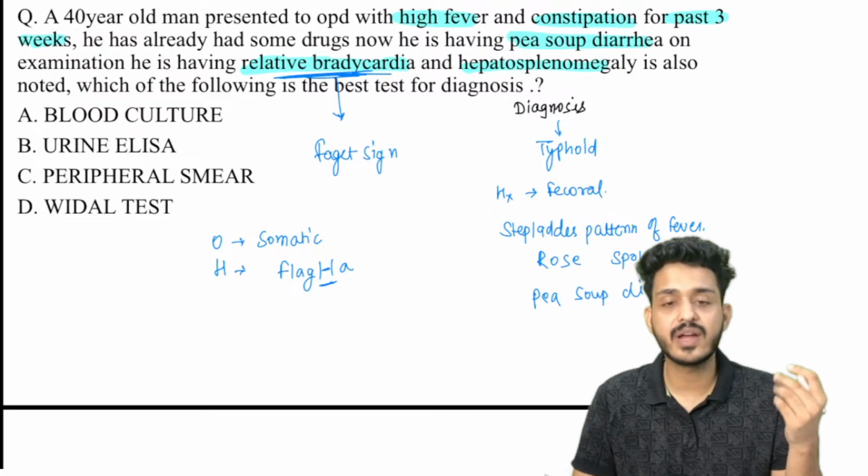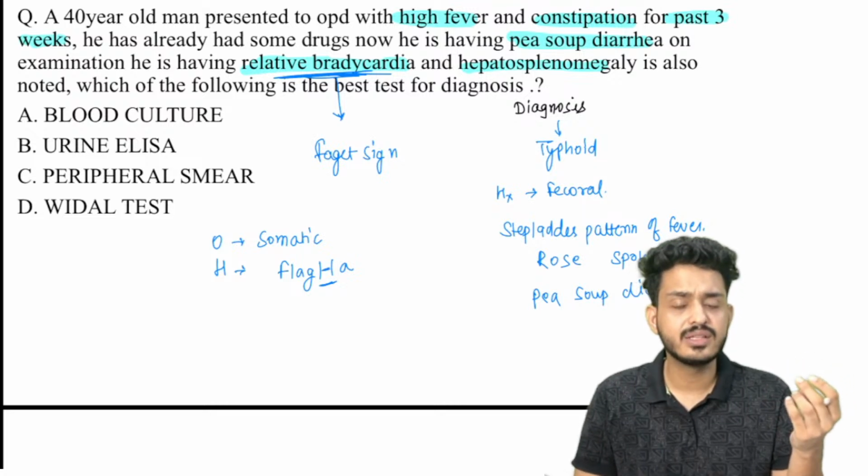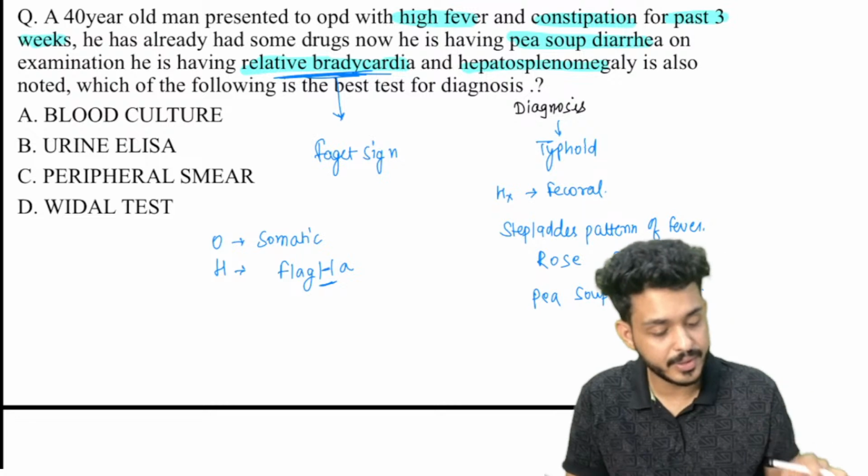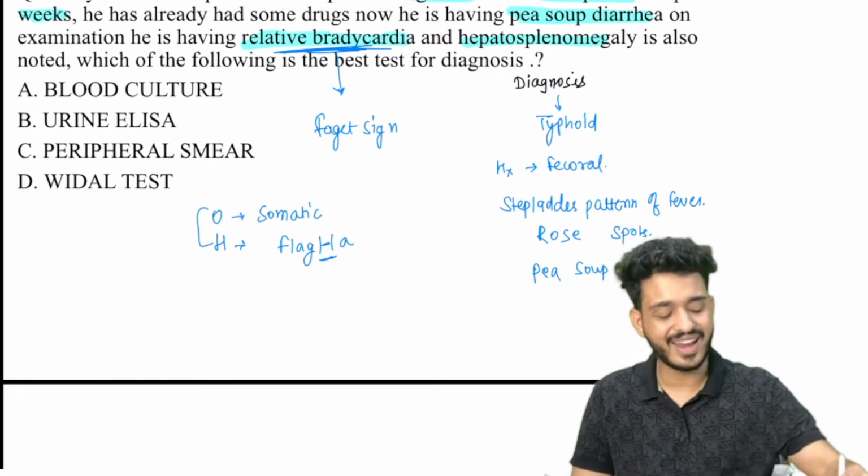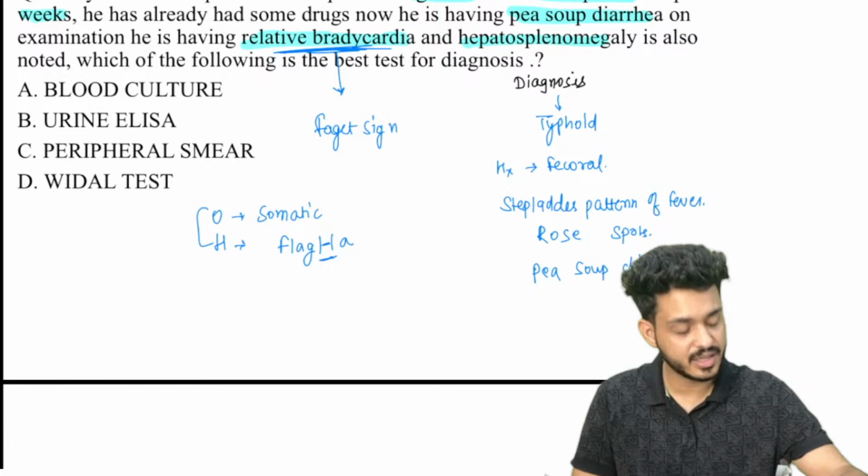O antigen you will be finding as lipopolysaccharide. That would be in the gram negative. So we are checking for O and H antigen. We will be checking the titers of these antigens.